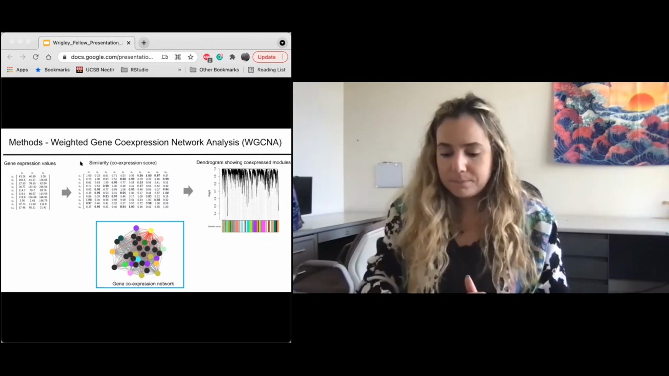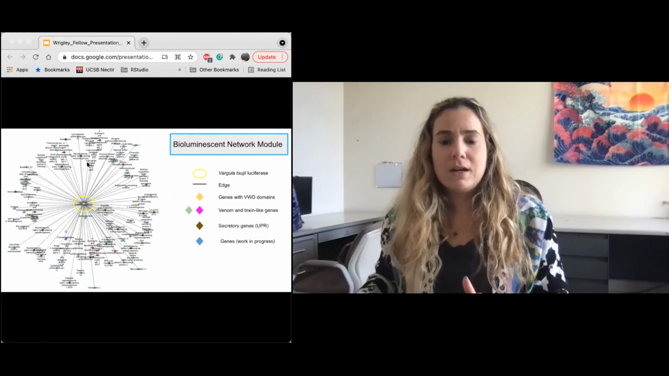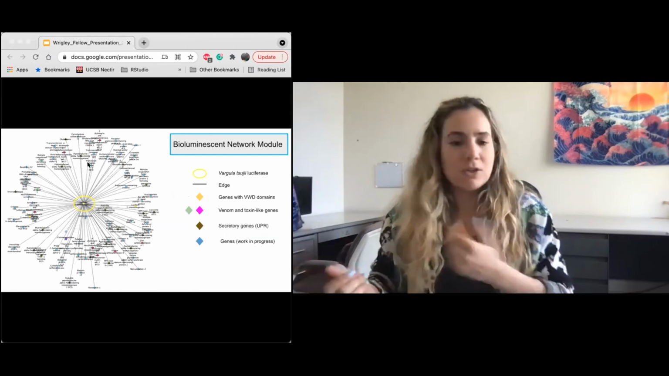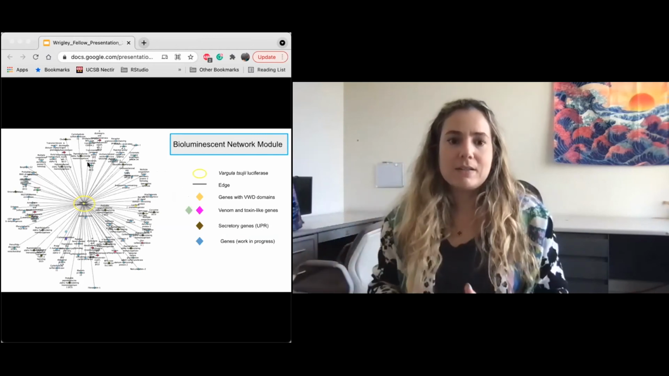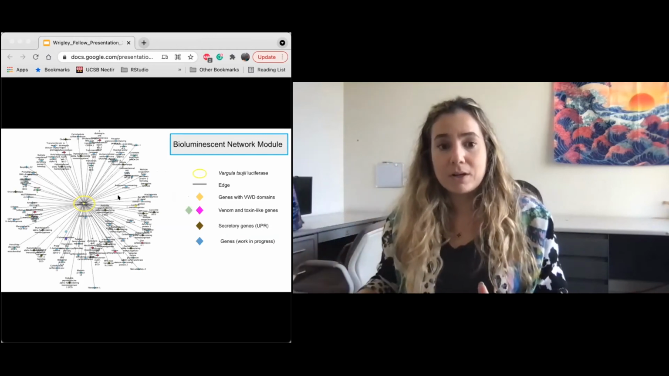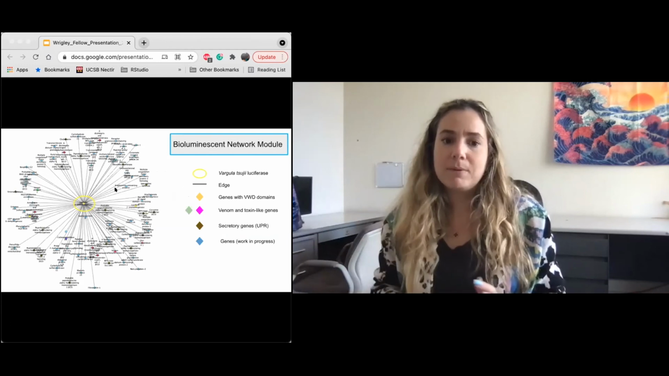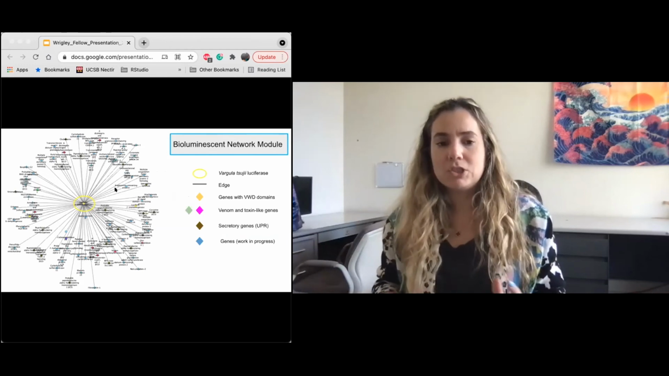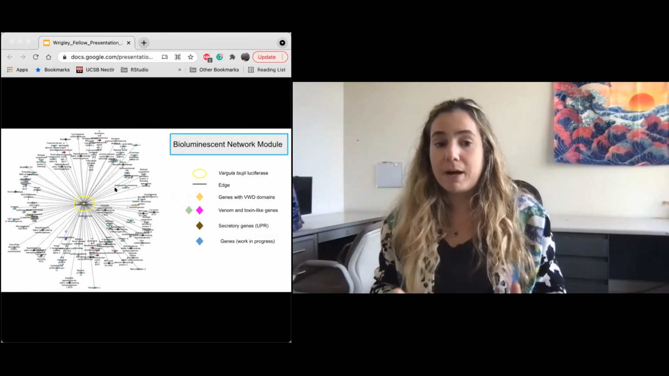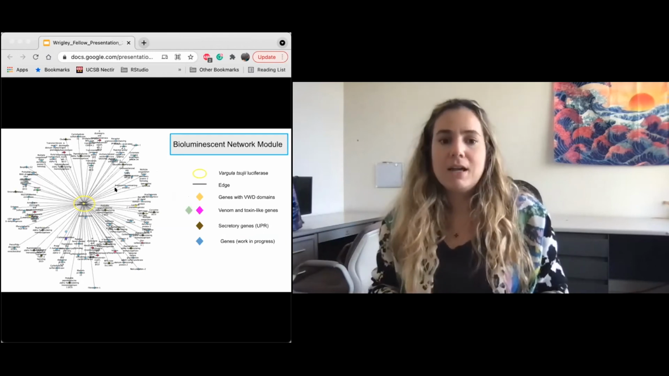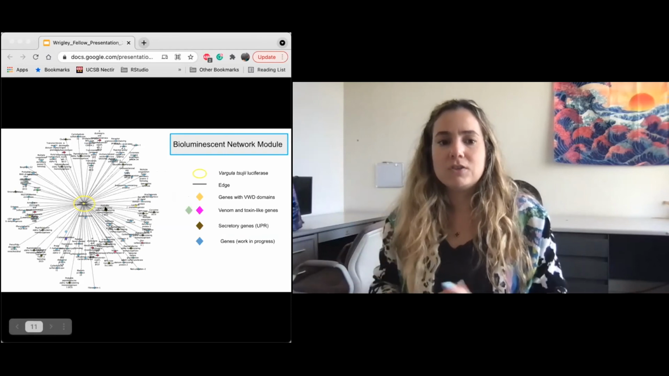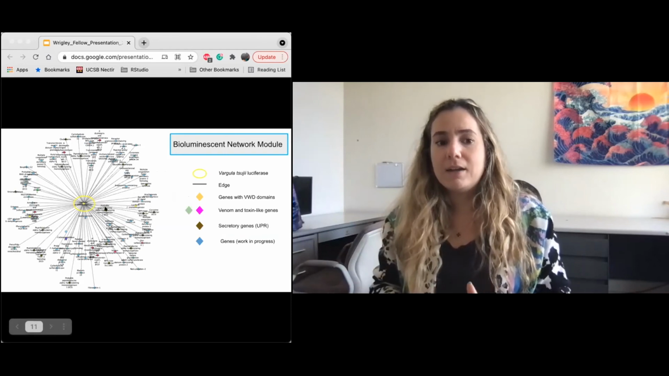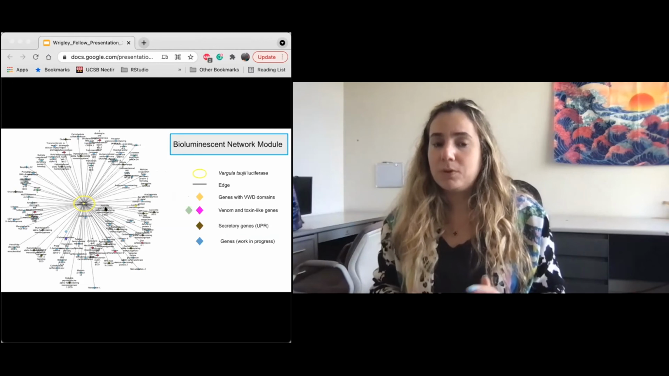All right, so we did this. We took all the expression profiles, we built a gene network analysis, and the bioluminescent network here is a subset of the entire network, but it represents a group of co-expressed genes that are associated with the production of bioluminescence in the upper lip gland. And the Vargulus sugii luciferase gene is shown here in the middle, and the edges are represented by the gray lines and include the genes that have a direct relationship with luciferase.